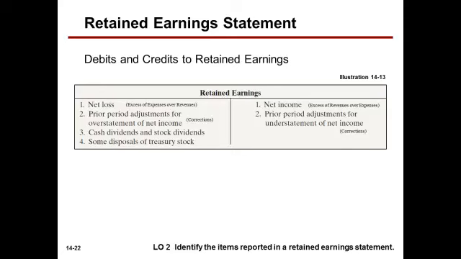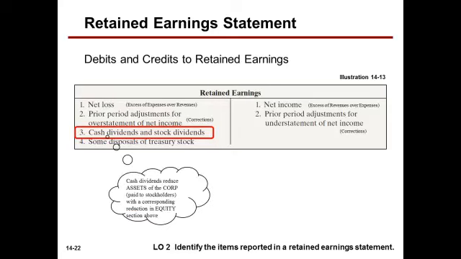Here's a short recap of all activity that can affect the retained earnings account. Net income would increase it at year end. Net losses would decrease it. Corrections of prior period adjustments would either increase or decrease retained earnings directly. Some disposals of treasury stock, which we haven't talked about, could decrease retained earnings, but the focus of this talk was here on cash dividends and stock dividends. What are they and how are they recorded?